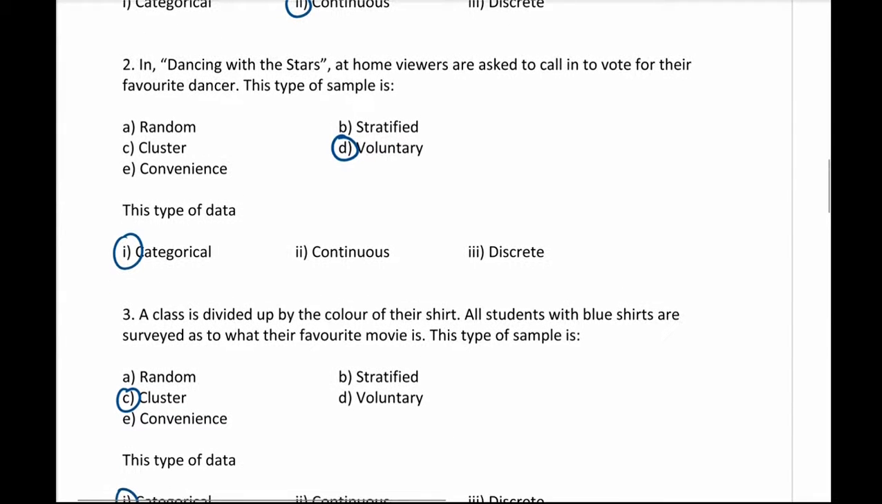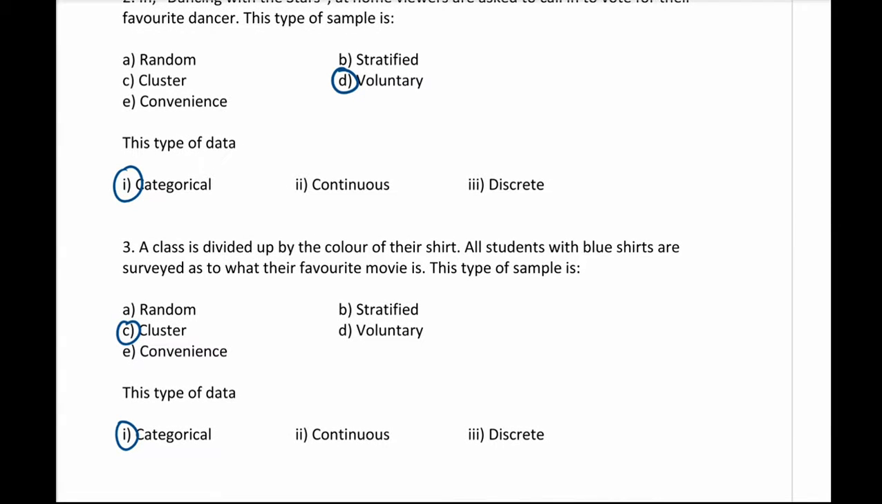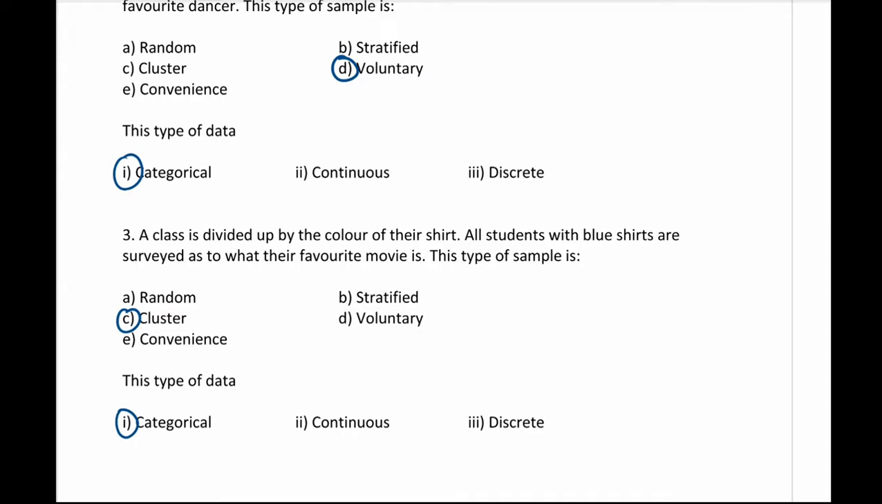Number 3, a class is divided up by the color of their shirt. All students with blue shirts are surveyed as to what their favorite movie is. This would be an example of cluster sampling because, again, you're breaking it up into groups based on their shirt color, and you're selecting all the members or individuals of a certain group. The data is categorical because, again, you're talking about a favorite movie, so that is a type rather than a number.